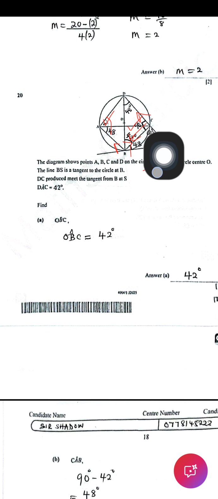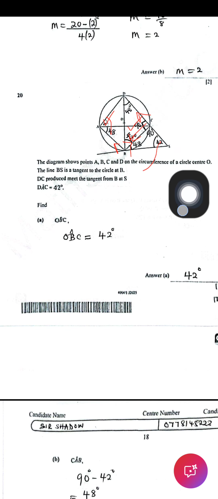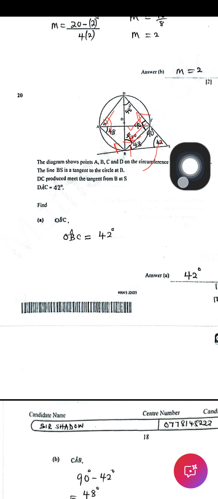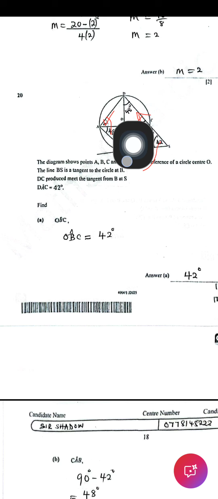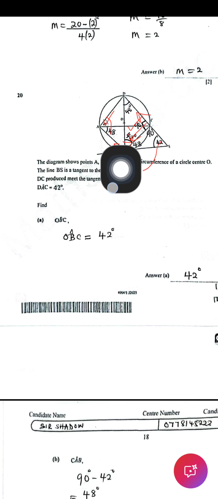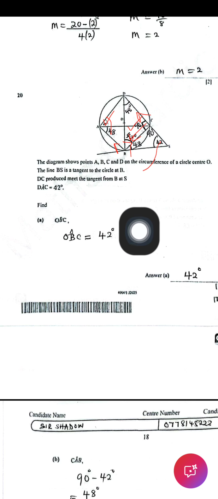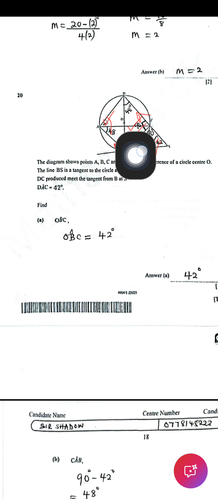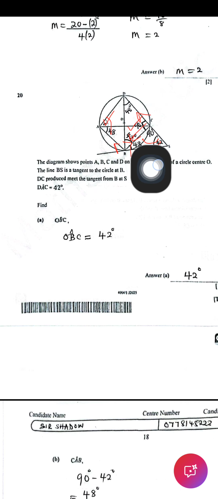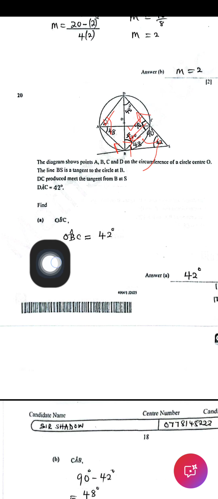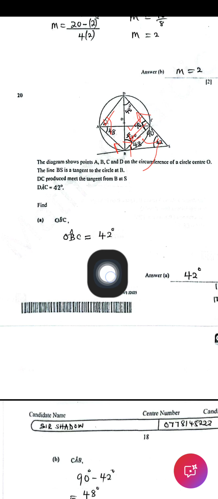I'm also able to find this angle. Why? Because I have the straight line DCS. D is right here, C right here, it's a straight line. But I have this 90 degrees inside, so I can find this angle outside: straight line 180 minus 90, I get 90 right here. So 90 plus 48 from 180, then I get 42.